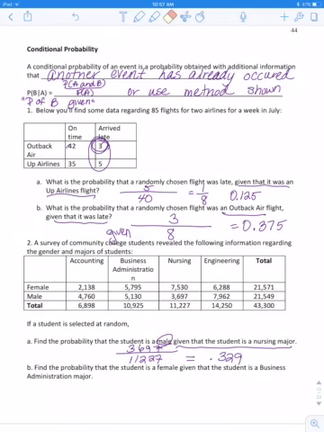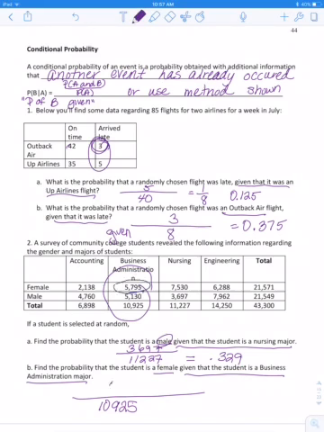Part B says, find the probability that the student is female, given that the student is a business administration student. So since it's given that they're business administration, our total is going to be the total of business administration. So 10,925. I don't know why I wrote a 7 there. Okay, and we want the probability that they're female. So we're going to look at the females under business administration. So we'd have 5,795. So this gives us 0.269.